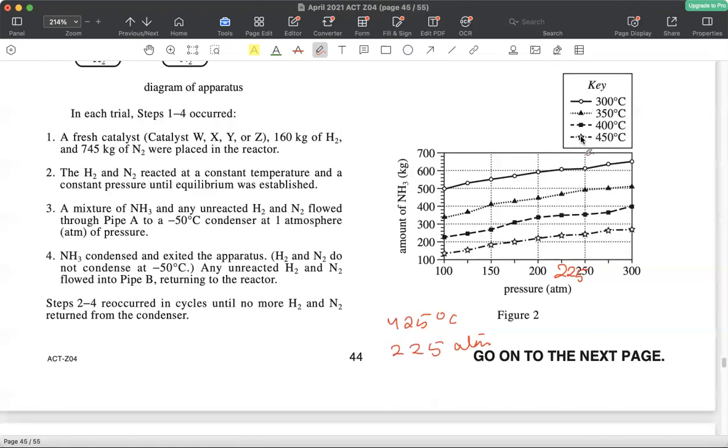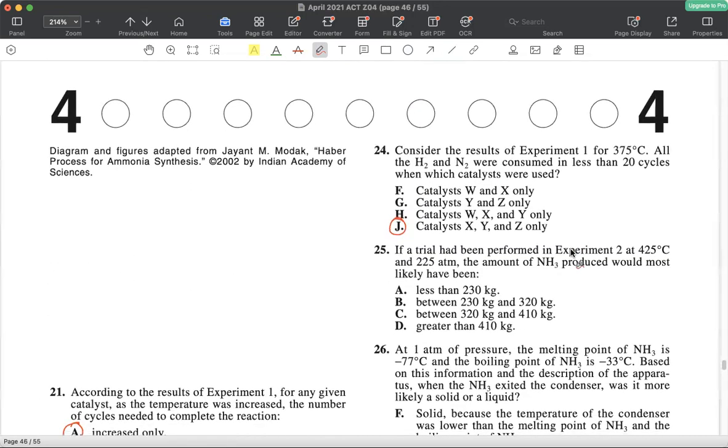So at 400 degrees centigrade, you get about 360, I would say, 360 kilograms of ammonia. And at 450, you get the star, which is about, I would say, 220 kilograms. So a temperature between them would be between 220 and 360. Between 230 and 320. Yeah, those are the numbers that are closest.